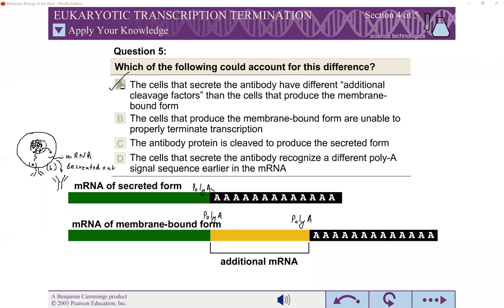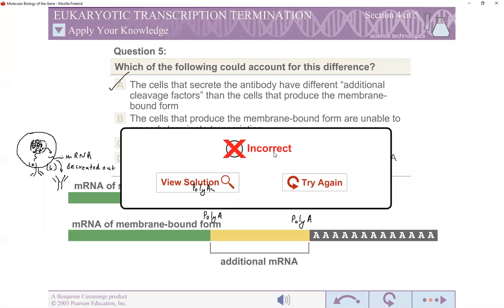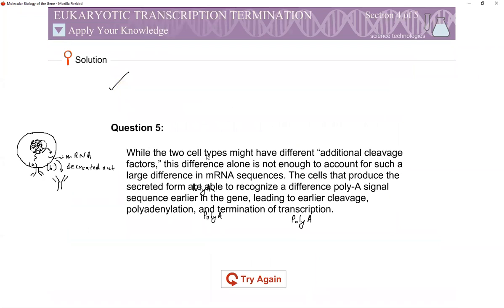I don't know, let us check. Incorrect. Okay, so we may want to try again. We should look at the solution. While the two cell types might differ because of different additional cleavage factors, I have already told you this difference alone is not enough to account for such a large difference in the mRNA.